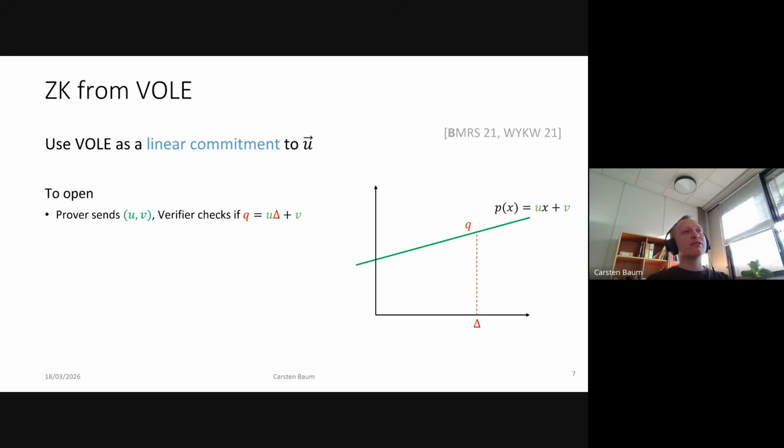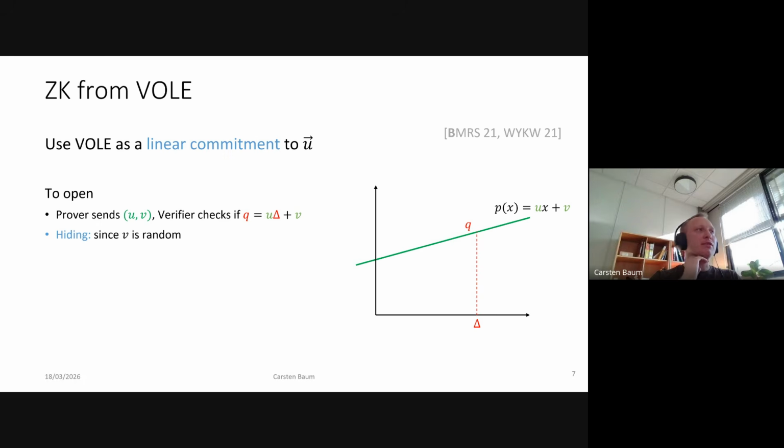Because if you have this correlation, it commits the prover to the value U. It also commits it to the value V, but let's for now think it's the value U. Why is that? If you think of this as a commitment, the verifier has Q and delta, and the prover can open it by sending the equation to the verifier. The verifier can check that when he evaluates this equation on the point that he has, he gets Q. That's the opening of the commitment, and it reveals the message U.